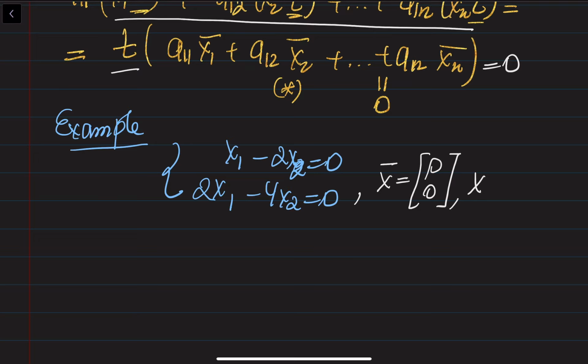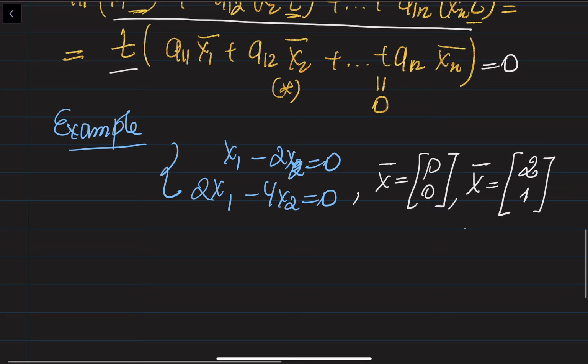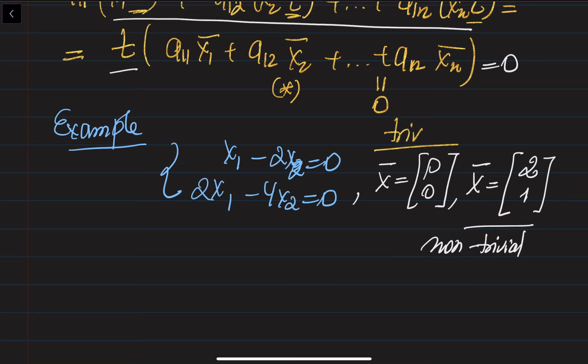And the second solution which comes to my mind, which is the non-trivial solution, is going to be 2 and 1. So the solution when all the components are equal to 0 is called the trivial solution. The non-trivial solution means that at least one of the entries is not equal to 0. Good. So I can check whether this non-trivial solution is a solution for the system of linear equations by just substituting values into the first and the second equation.